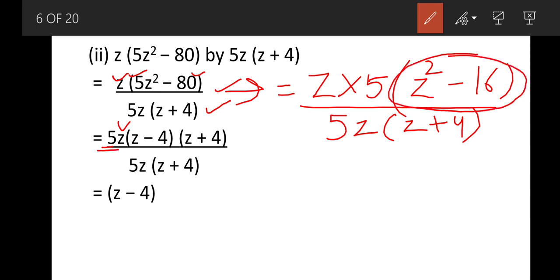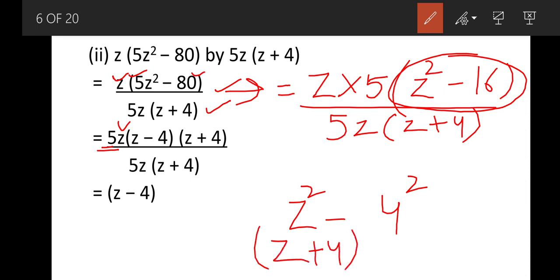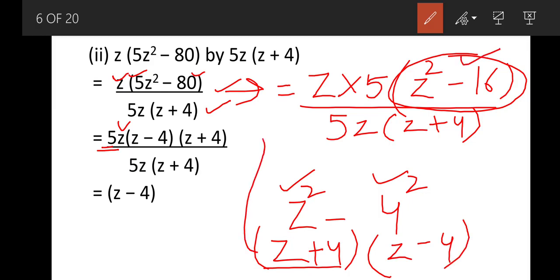Can you relate it to identity number 3? That is, this is z square minus, can I write 16 as 4 square? Yes, definitely. So z square minus 4 square, it will be z plus 4. I am applying identity number 3, that is a square minus b square. It will be a plus b, a minus b. I have further factorized this z square minus 16. So I have written like this. And it will remain as it is, that is 5z into z plus 4. I hope this is clear now.